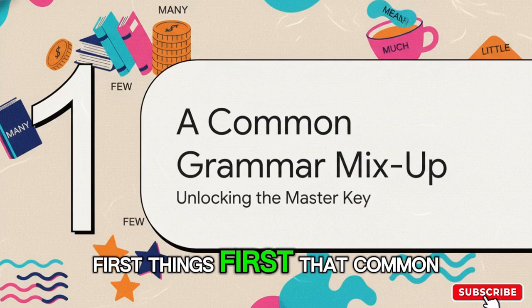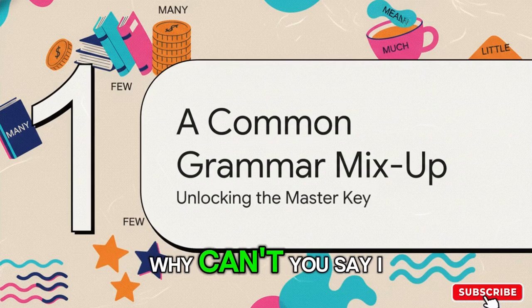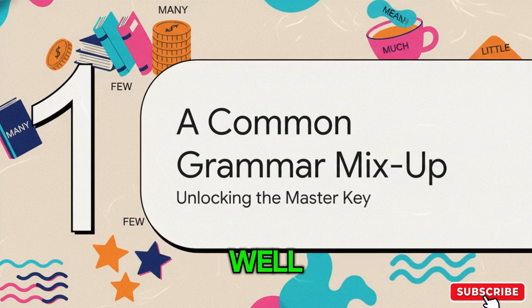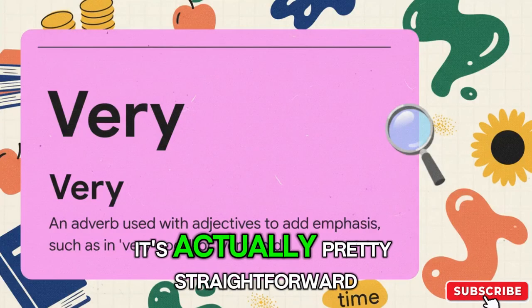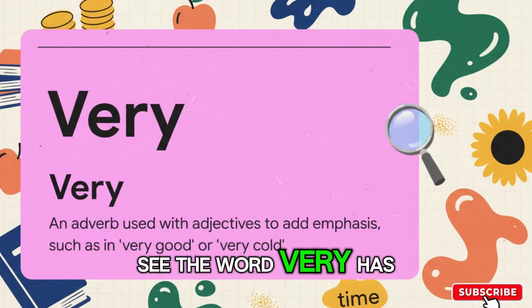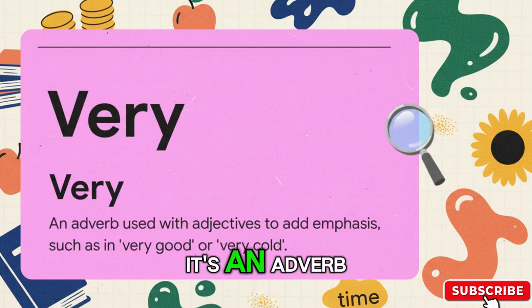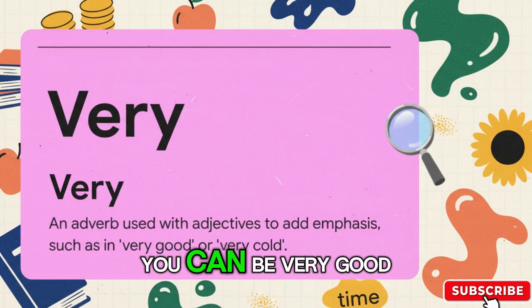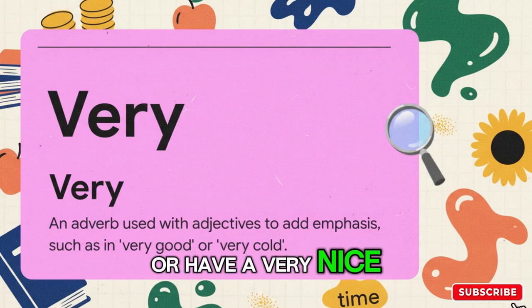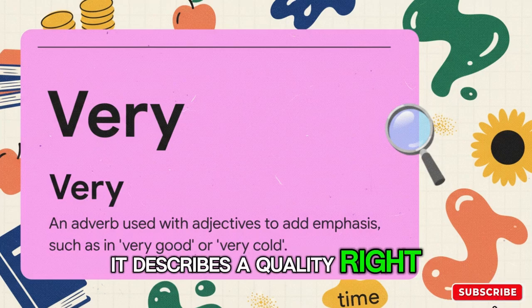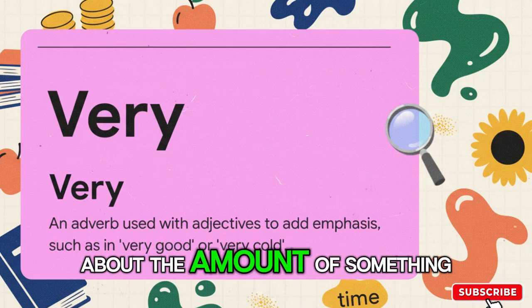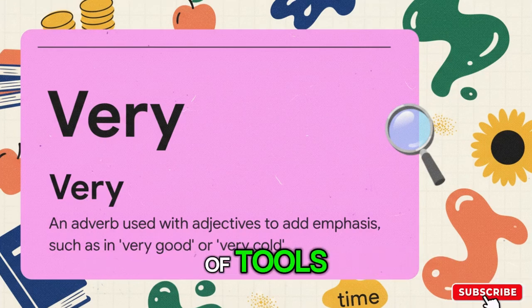Okay, first things first, that common mix-up. Why can't you say I have very friends? Well, the answer lies in what I like to call the master key. It's actually pretty straightforward. See, the word very has a specific job. It's an adverb, and its only purpose in life is to pump up adjectives. You can be very good at something, or have a very nice day, or feel very cold. It describes a quality, right? Not a quantity.